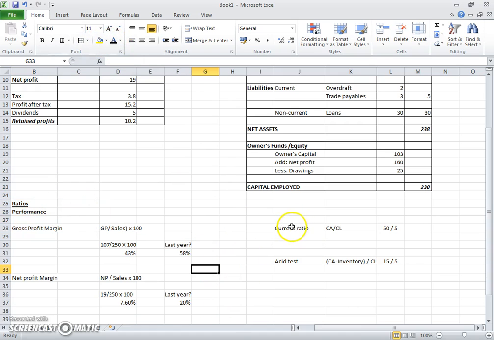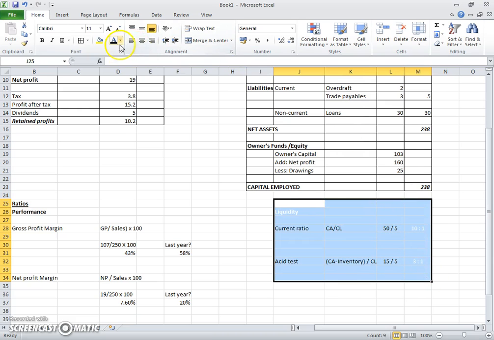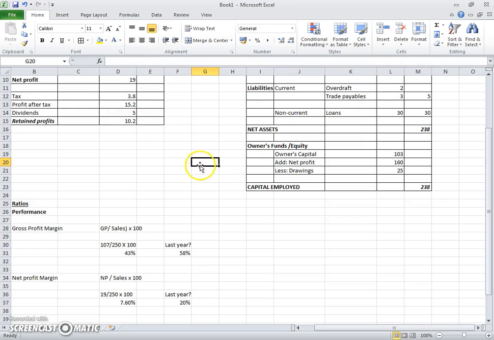Right, first of all, I'll hide all that for now. Right, performance ratios. There are only two. Good news. Even better news, you don't have to remember these ratios. You're given the formulas. The gross profit over sales times 100, you will be given that in the exam. You will not have to recall that. You'll just be asked to interpret it.